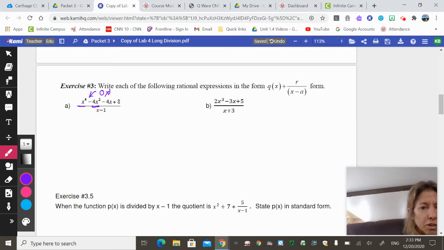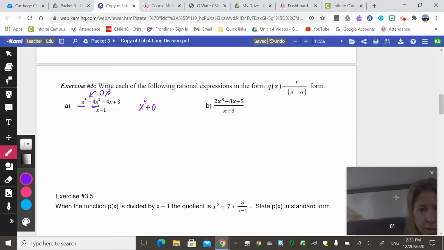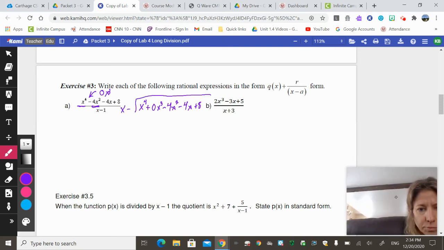I'm forewarning you, there's not a lot of space here, so you have to write small. I'm going to start up here so I have more room. So I'm going to rewrite x to the fourth plus 0x cubed minus 4x squared minus 4x plus 8. And I'm going to divide it by x minus 1.